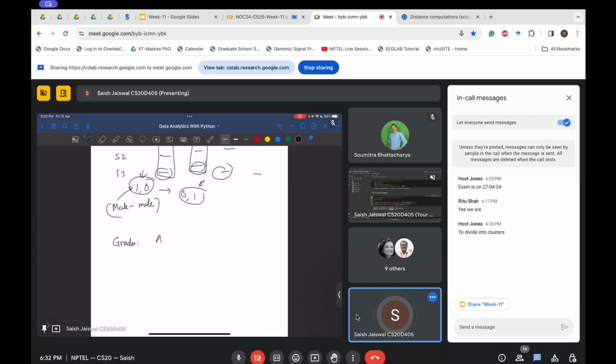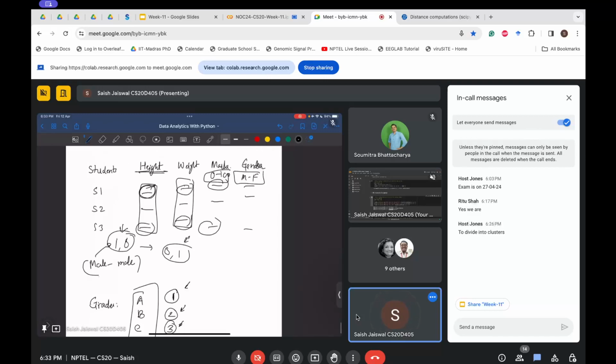So grade can be A, B, C, D, and so on. So now how do we do that? This is an example of ordinal data. So let's say grade A is assigned the rank 1, then rank 2, rank 3, rank 4, and so on. Now once we assign a numerical value to it, we can define some distance measure between these particular grades of students.